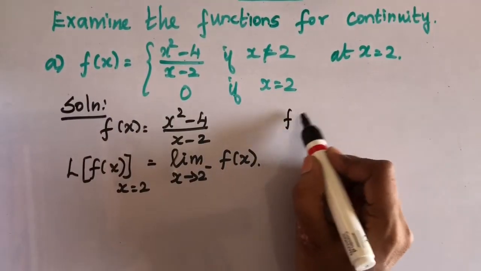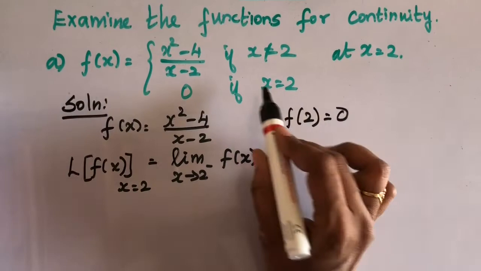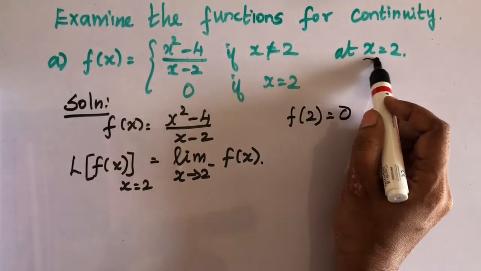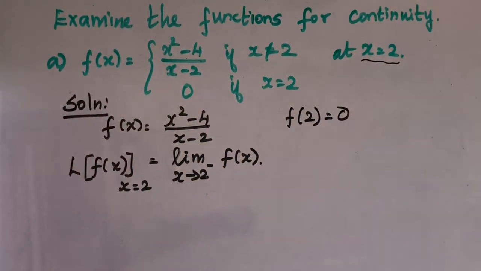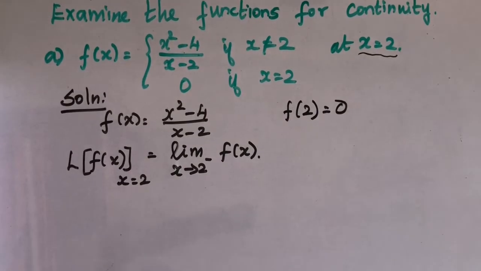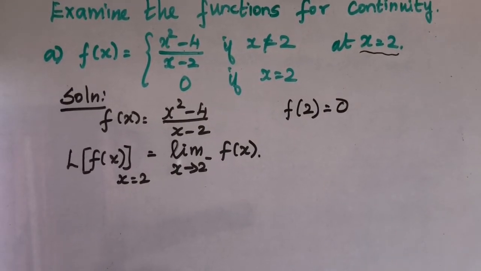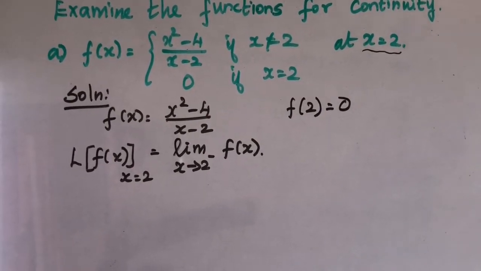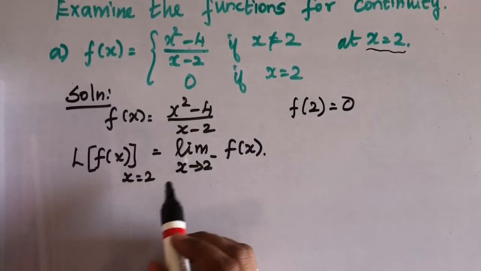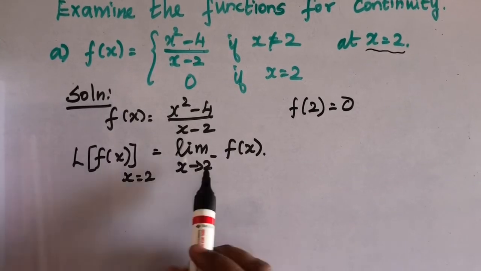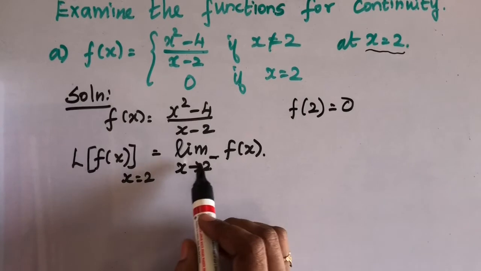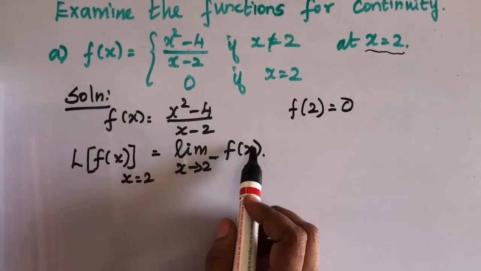It is given that f of 2 is equal to 0, because f of x is 0 if x is equal to 2. We have to find the continuity at x is equal to 2. So, f of 2 is equal to 0. First, let us find the left hand limit. How will you find the left hand limit? What is the algorithm? First, we have to write the limit as a minus. For left hand limit, you write a minus. Here we have 2, so limit x tends to 2 minus f of x.